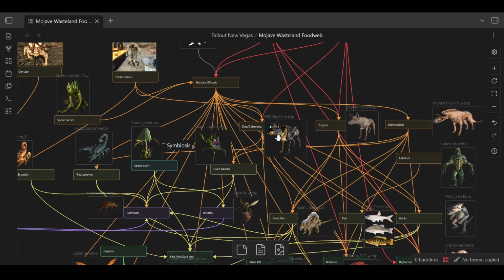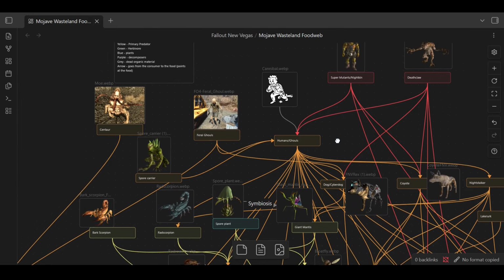The dogs and the cyber dogs, not 100% sure about these guys, because they're kind of cyborgs to a degree. But there's enough organic parts there that they probably do need to eat something. So again, they're probably eating the smaller animals, rats, geckos, rad roaches, whatever they can get their hands on. It kind of makes sense there.